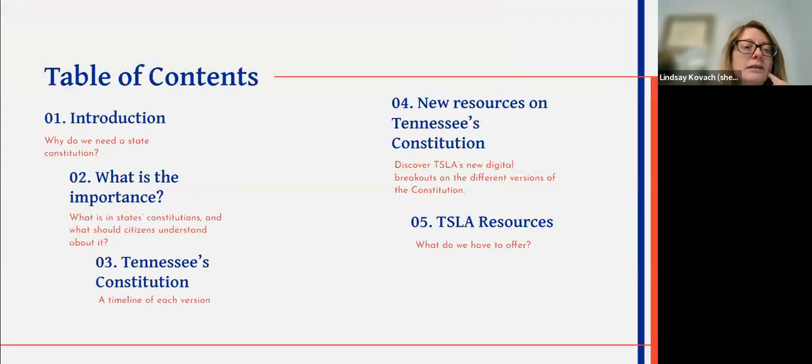So first, we're going to introduce you to our Constitution, and why do states need a Constitution will come next. We will talk about a timeline of when the versions were made, and then we will go into some resources that we have for our Tennessee Constitution, which we will be making available after this webinar. And then we'll provide you some resources that the Tennessee State Library and Archives has available to all teachers and educators across the state.